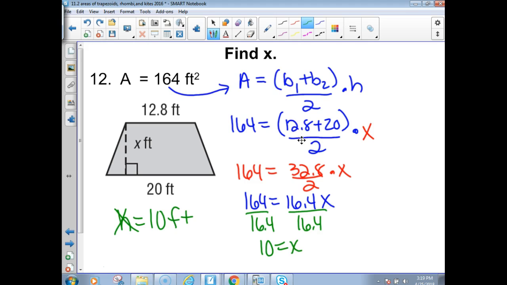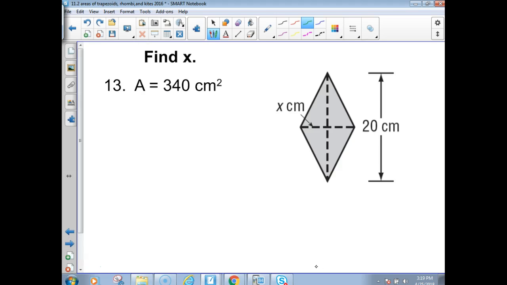Did anybody do it before I did it and still get the same answer by multiplying by 2 and then dividing by 32.8? All right, that's good. All right, next one, we're working backwards.